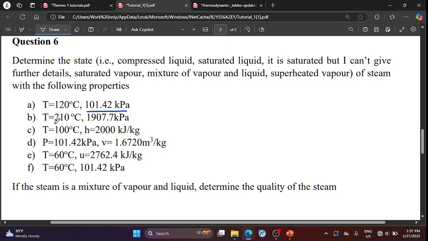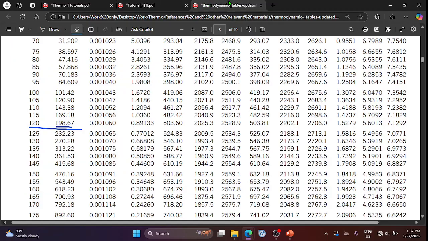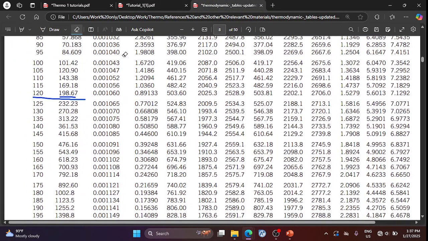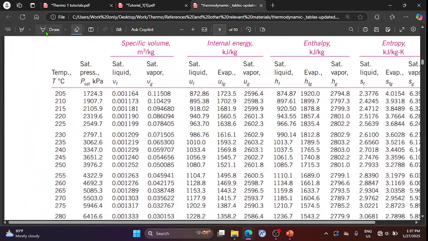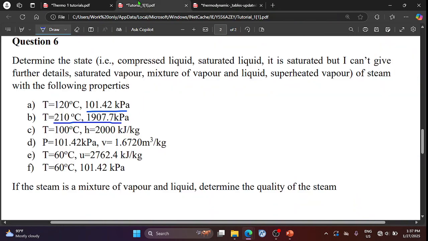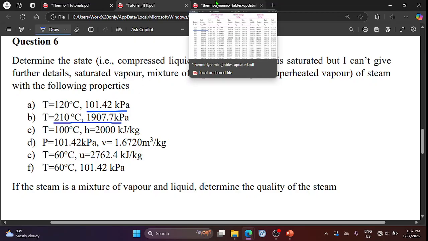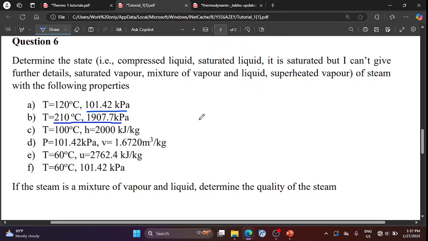Now, if we consider B, 210 degrees Celsius, 1907.7 kilopascal, you realize that if I come to 210 degrees Celsius, that is here, 210, the saturation pressure is 1907.7. So it's already a saturated condition. So we know it's saturated. But do we know whether it's saturated liquid, saturated vapor, or a mixture? We can't tell. We don't have enough information to be able to tell what it is. We just know that it's saturated.